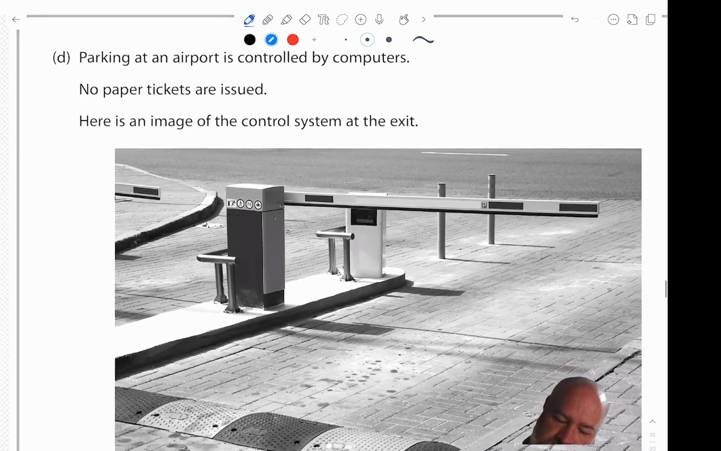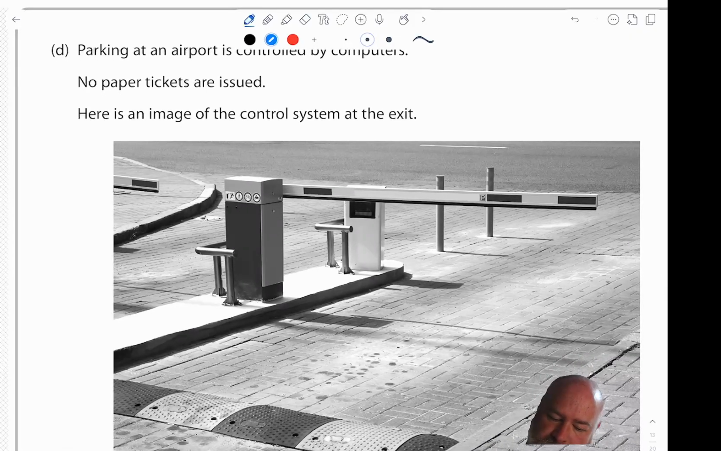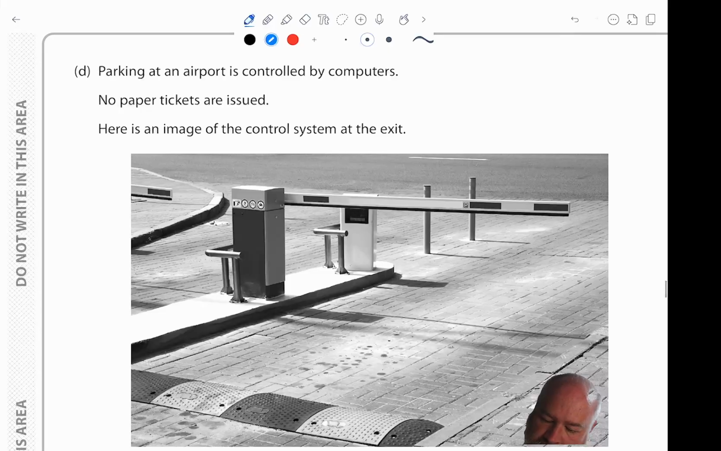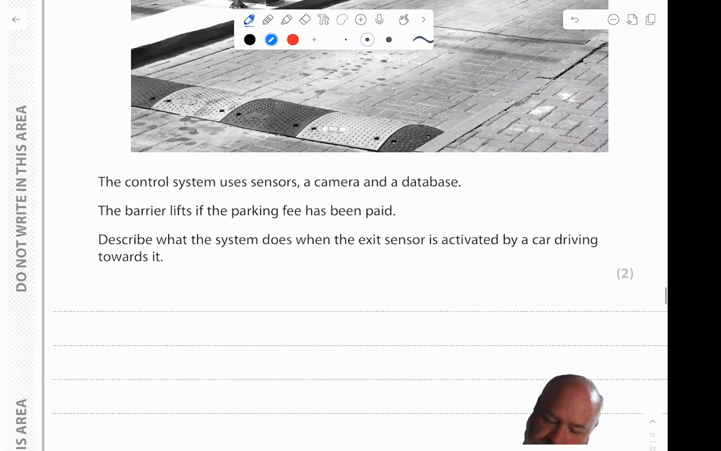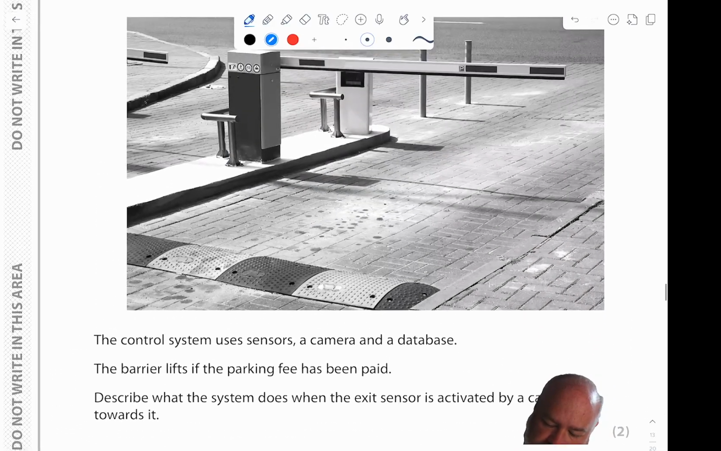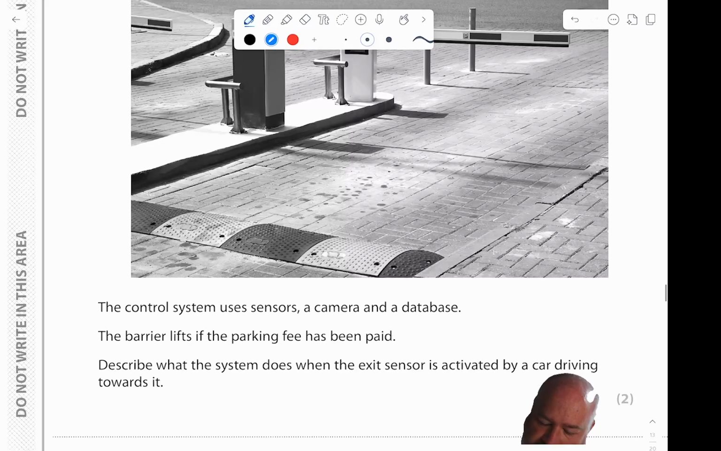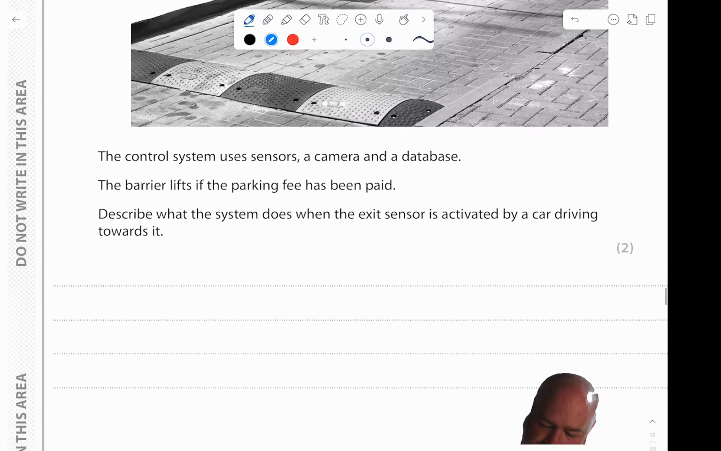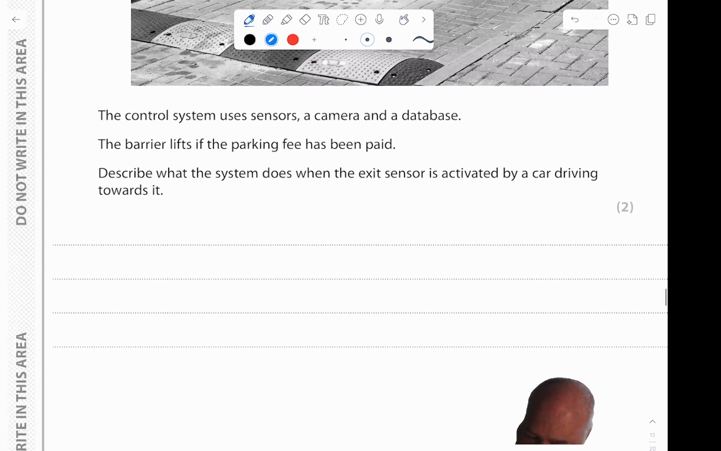Parking at an airport is controlled by computers. No paper tickets are issued. Here is an image of a control system at the exit, which would be an embedded system. The control system uses sensors, camera, and a database. The barrier lifts if the parking fee is paid or has been paid. Describe what the system does when the exit sensor is activated.